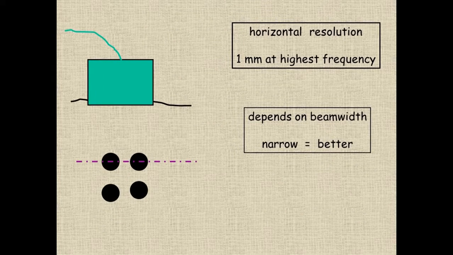Horizontal resolution at the highest frequencies is in the order of 1 millimeter, so it is less accurate than axial resolution, and it depends on the beam width being emitted by the ultrasonic probe, where the narrower the beam width, the better is the horizontal resolution.